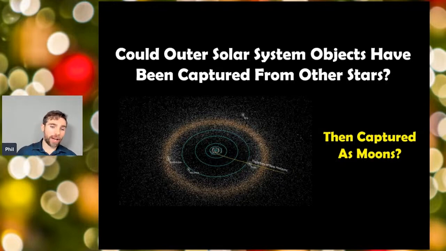So that Kuiper belt and the scattered disk around the outer planets, where Pluto came from and where Triton came from, it's possible that interstellar objects that come in can get captured there. And if those objects then get scattered inwards to be on orbits near the planets, they can get captured as a moon. So we know this from models and stuff, that you can get captured and you can exchange material from one star to another.